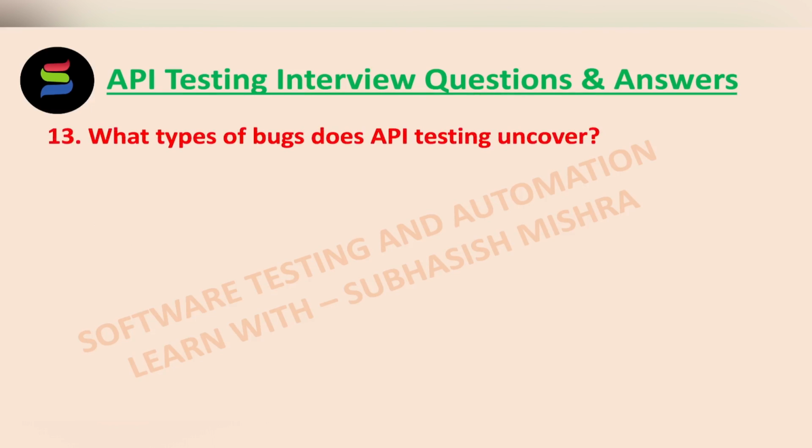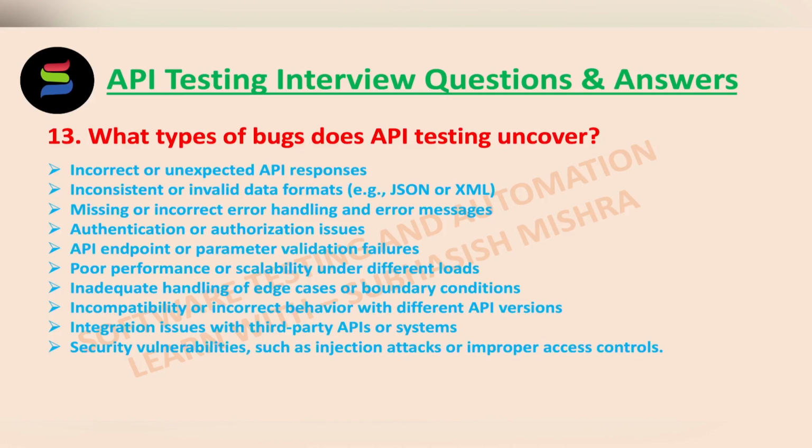What types of bugs does API testing uncover? Incorrect or unexpected API responses, inconsistent or invalid data formats like JSON or XML, missing or incorrect error handling and error messages, authentication or authorization issues, API endpoint or parameter validation failures, poor performance or scalability under different loads. We can check the API response time. Then inadequate handling of edge cases or boundary conditions, incompatibility or incorrect behavior with different API versions. API versioning is very important here. Integration issues with third-party APIs or systems, and security vulnerabilities such as injection attacks or improper access controls.